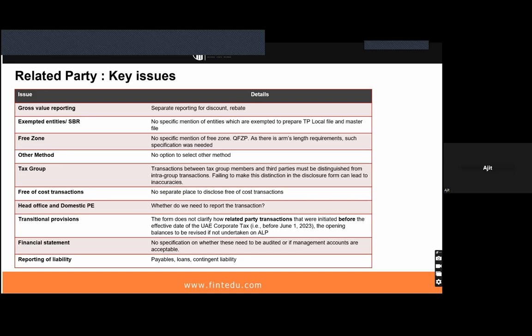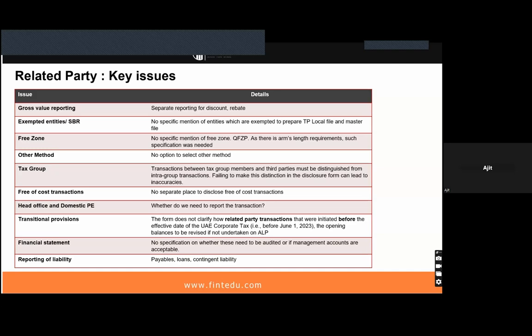Free zone: no discussion about qualifying free zone entities, the transactions between them, or any de minimis impact, because if it impacts the de minimis or if it is non-arm's length, you may lose your QFZP status. Other method: there is no option to select another method. Tax group: as I mentioned, there is no separate discussion about transactions between tax group entities. Those are anyway eliminated, but transactions outside the tax group need to be disclosed. Free of cost transactions: no separate place, but as I mentioned, one can report it by putting 0 as the book value and arm's length value and then showing an adjustment.